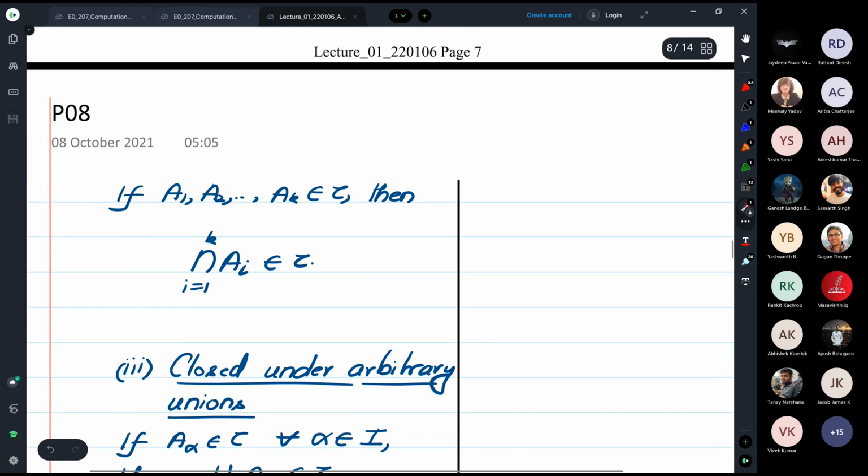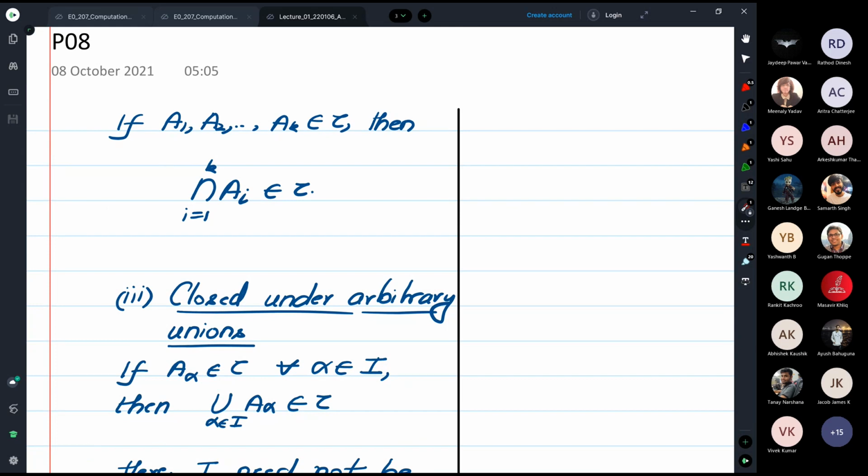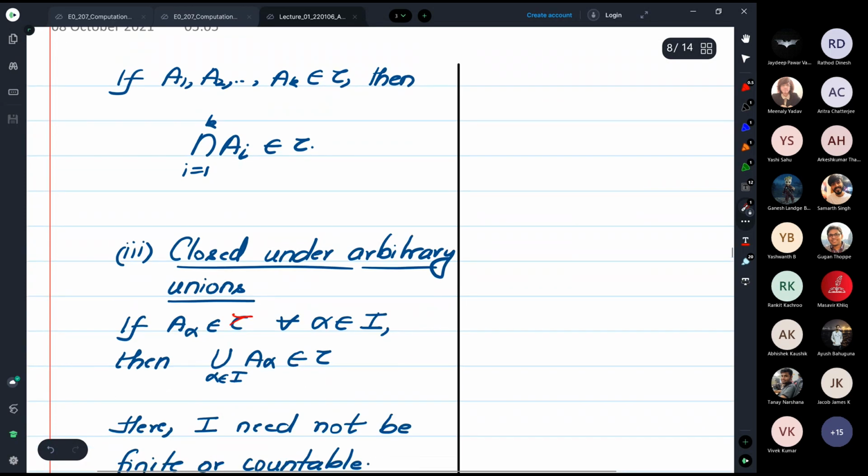And the last thing we require is that this collection tau should be closed under arbitrary unions. So what do I mean by that? Again, recall tau is a collection of sets, and let's say we have a bunch of sets in this collection, and let's index them by alpha, where alpha lies in I.